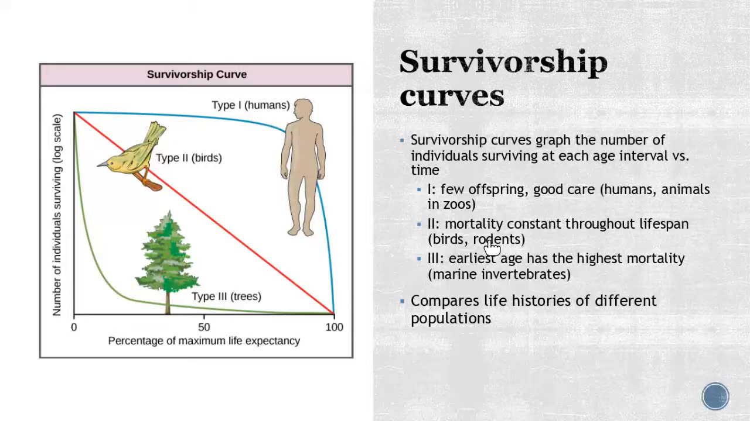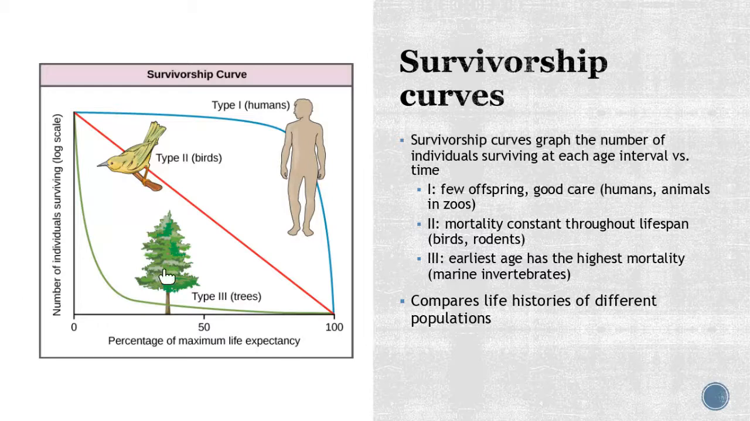Now, type 2 is where you have a constant mortality through life. There's nothing really going to affect it. It's just a constant decline over time. It's just a 50-50 shot if you're going to make it all the way to the end. Birds and rodents are good examples that they throw in right here.